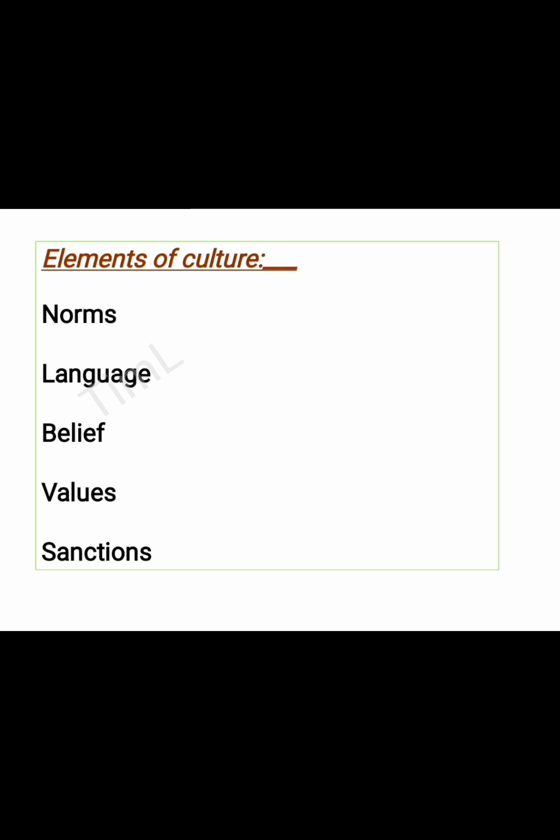Let's see elements of culture. Elements of culture are norm, language, belief, values, sanction. I don't have a Hindi version of this slide. So norms means like mandan, language, bhasha, belief, vishwas, value, mulya, sanction, sanction means dand maybe. Okay.